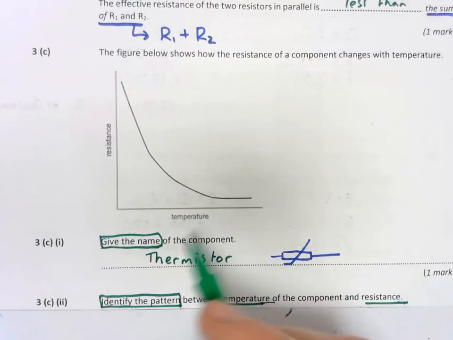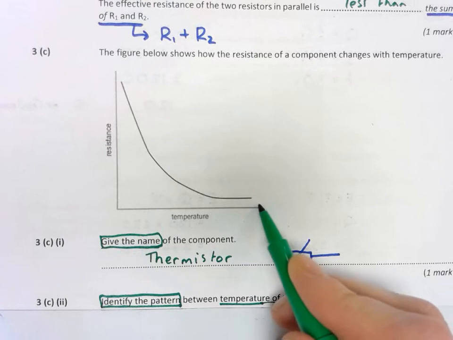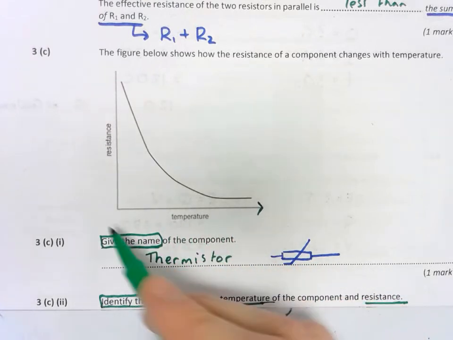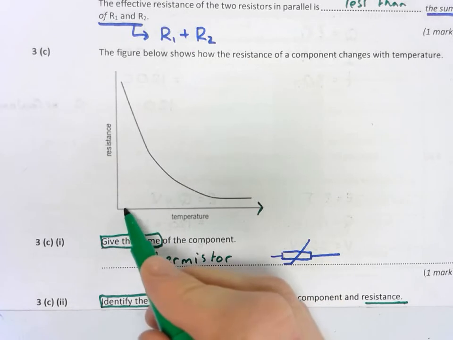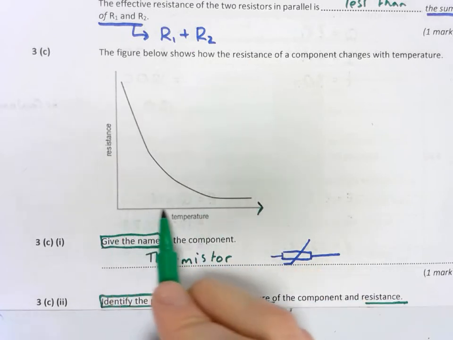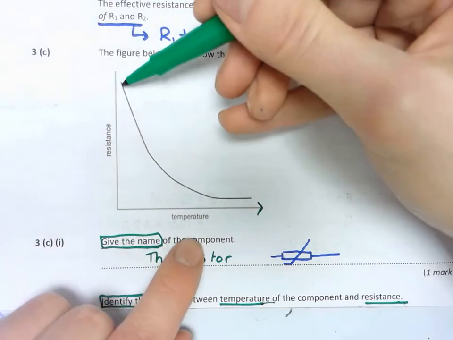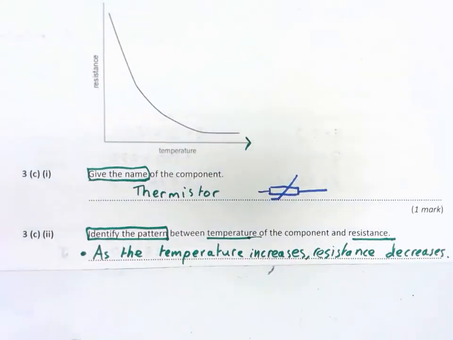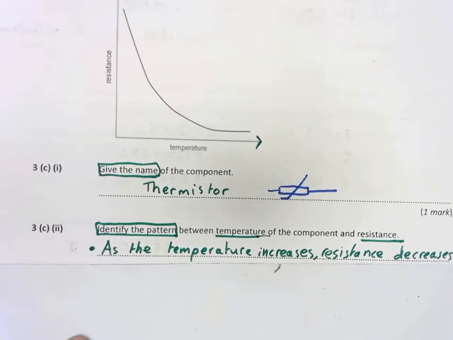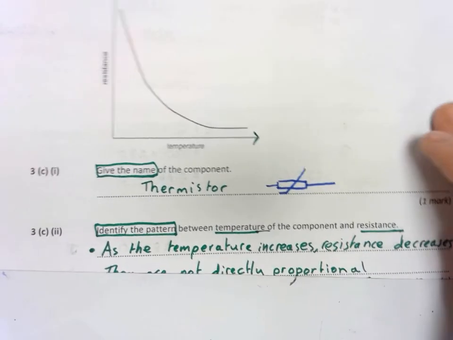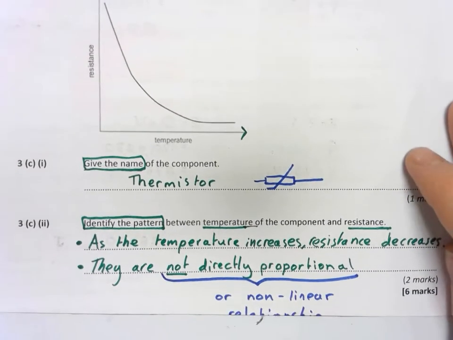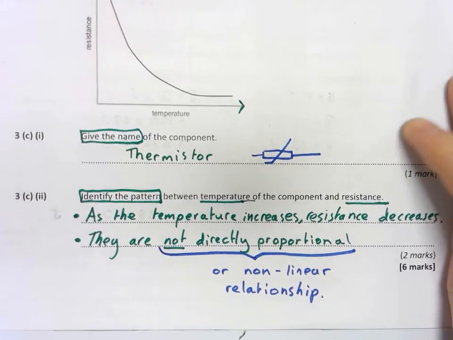we always start with as, and we say the value on the x-axis, so as temperature increases, and we read it from left to right. As temperature increases, and in this case, as temperature increases, resistance decreases. So that will be your first mark. We then need to say, if it's a straight line, we would say they are directly proportional, and if it is not a straight line, we say they are not directly proportional. Another way of saying that is it's a nonlinear relationship.